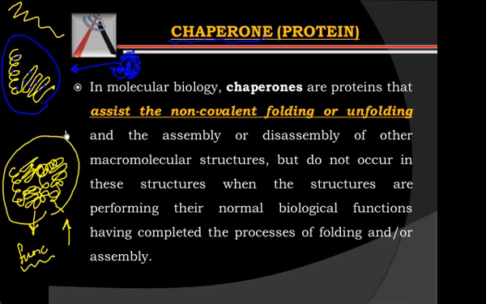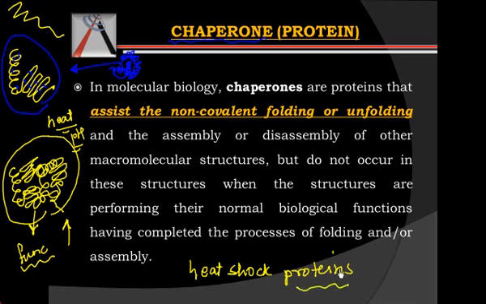What kind of stress could it be? It could be stress in the form of heat, it could be stress in the form of pH. Whenever these stressful conditions exist, chaperones come and help, preventing the proteins from becoming non-functional. Because of this, chaperones are many times called heat shock proteins. And these heat shock proteins or chaperones are expressed by the cells when they are under stress.